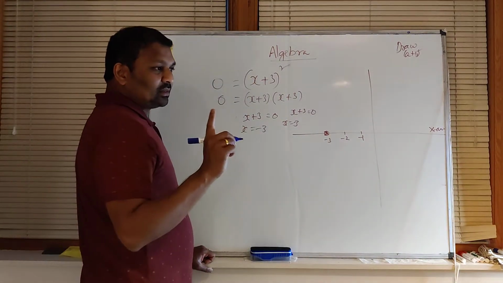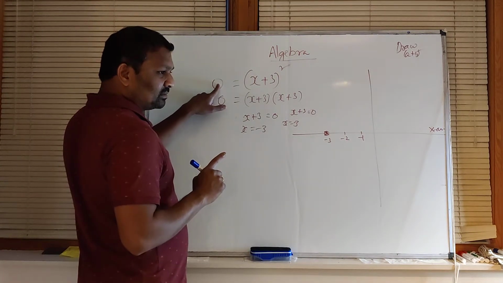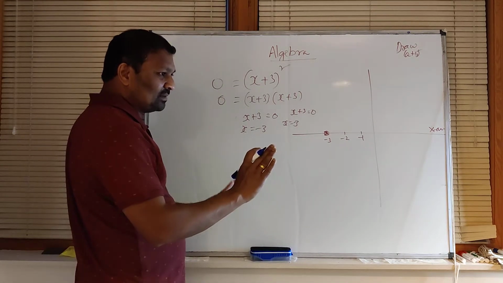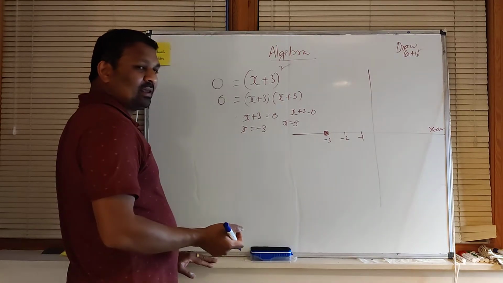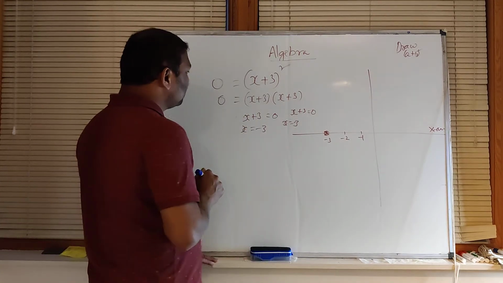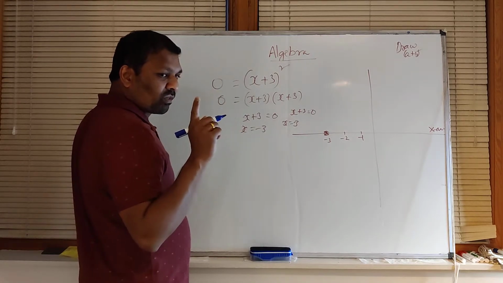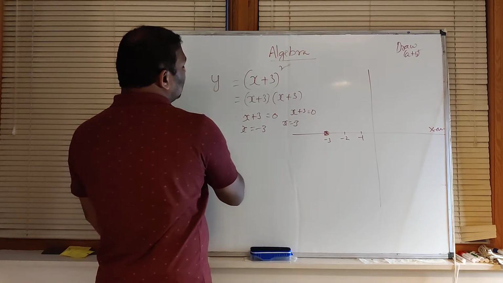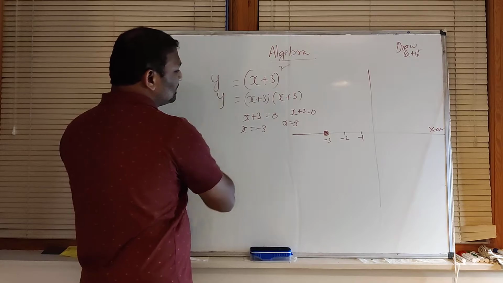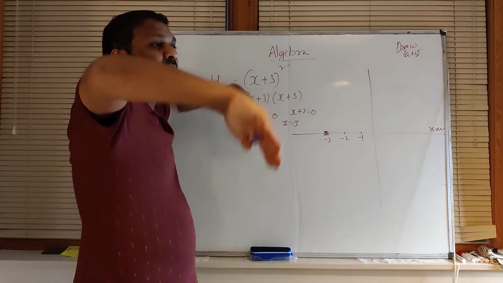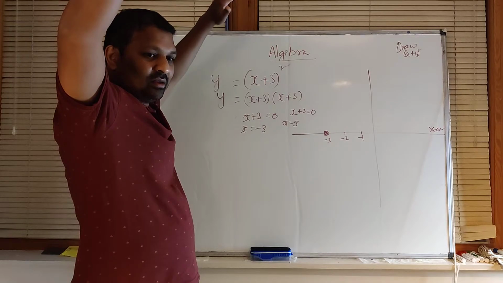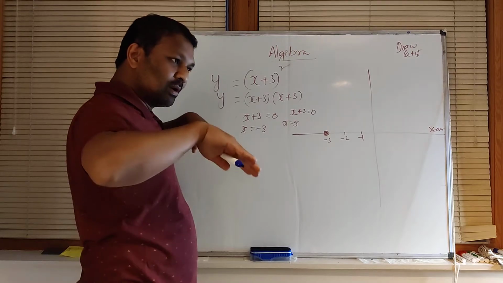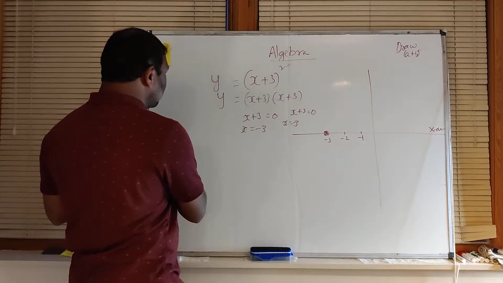See, what did I do? I equated it to 0. If I equate it to y, it will come like a quadratic curve, exactly. If I equate it to y, I'll get a group of points. What are those points? How do you find out those points?